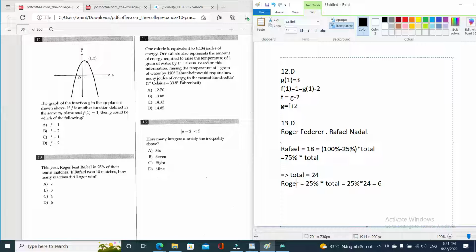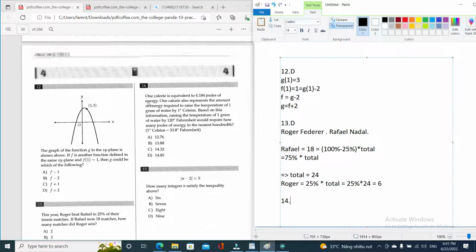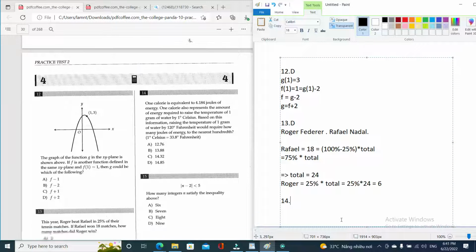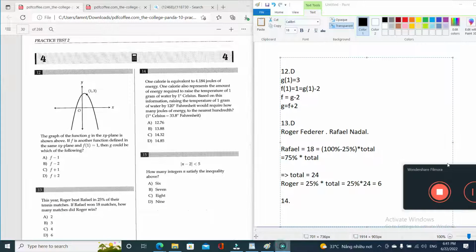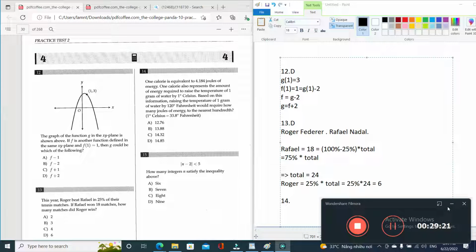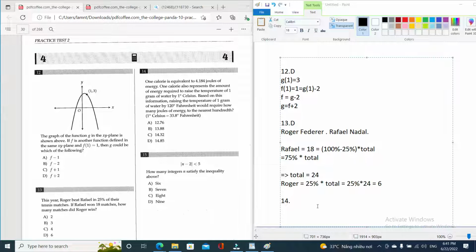Alright, 14. I am not going to read aloud anymore, since I have a sore throat, so I'll just read silently from now on. So 1 calorie is 4.184 joules.